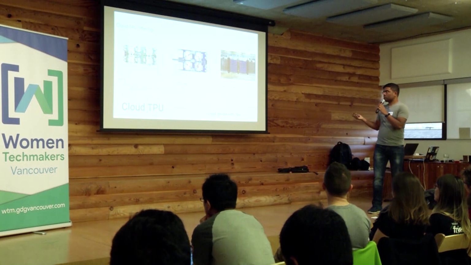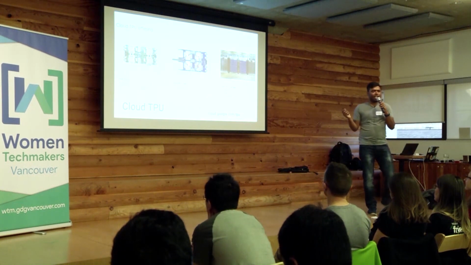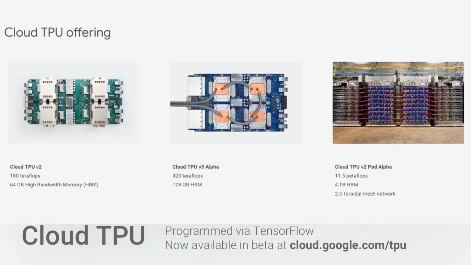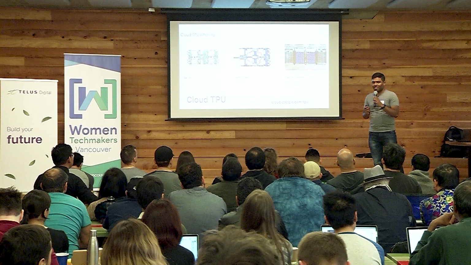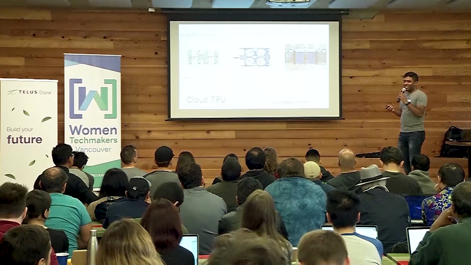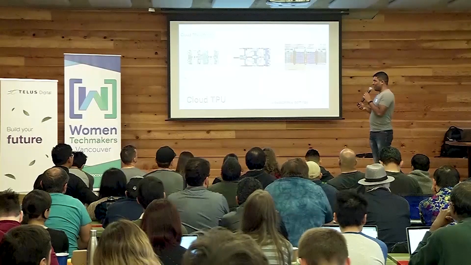OK, we talked multiple times about cloud TPUs. What are cloud TPUs? You can see the performance numbers right here, 180 teraflops when it was version 2. Then last year, somewhere in July, they announced cloud TPUs version 3. For the first time, they had to use liquid cooling. They couldn't rely on normal heat sinks. Now it's 420 teraflops. That's huge. You can do whatever you want.